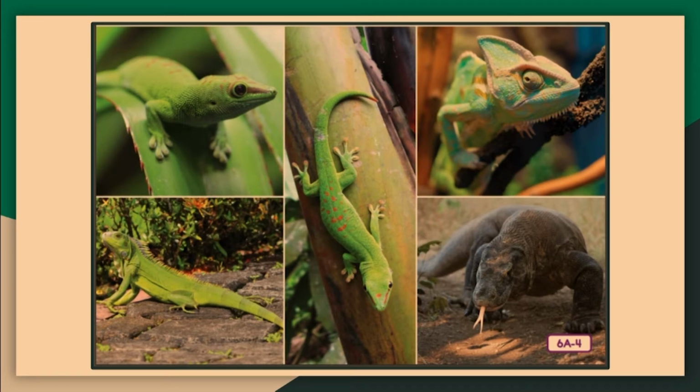Earth's largest living lizard is the Komodo dragon. It can grow to be 10 feet long and may weigh as much as 150 pounds. These giant island carnivores eat animals as large as goats, pigs, and deer.